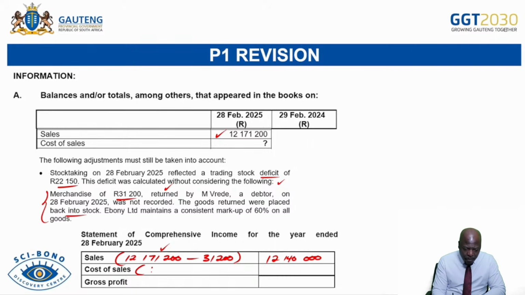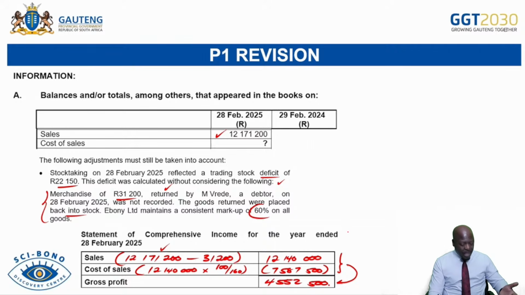And then I'll get my cost of sales. To get my cost of sales, I have my 12,140,000. And I know that the markup in this company is at 60%. So I want 100 over 160 because I want cost. And then I'm going to end up with 7,587,500. And then I get the difference between these two. That gives me my gross profit, which is 4,552,500.